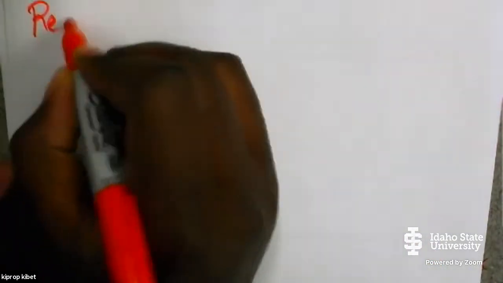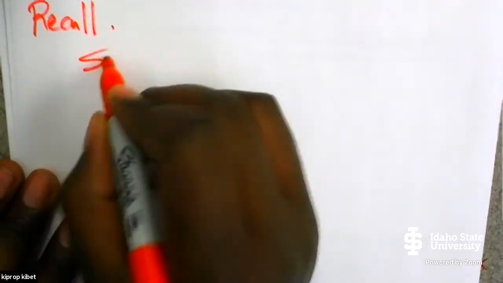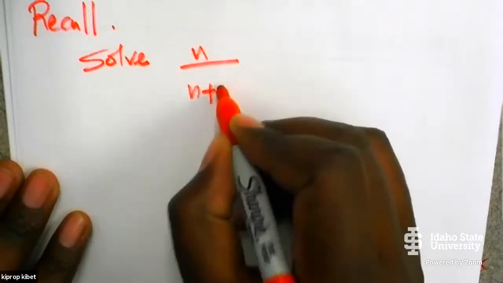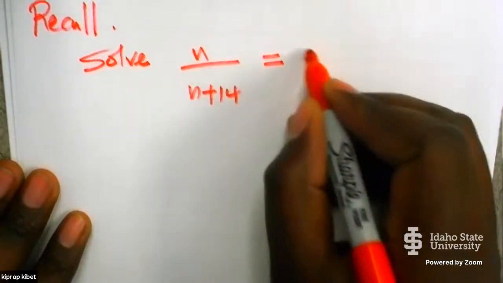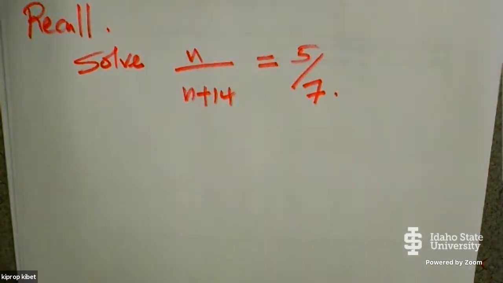Now, let's recall this: n all over n plus 14 equals 5 all over 7. This is a proportion. So this side is proportional to this side. n is to n plus 14 as 5 is to 7.